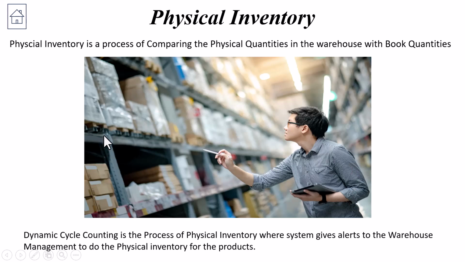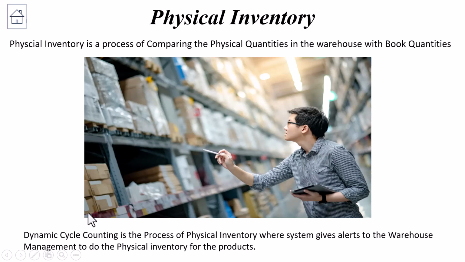For this kind of process, annual physical inventory will be there, and ad hoc physical inventory will be there. So there are a lot of processes out there. It is easier to match the physical quantity of the products with the book quantity, which is nothing but the quantity in the system. For that, we have a process in the warehouses called physical inventory.